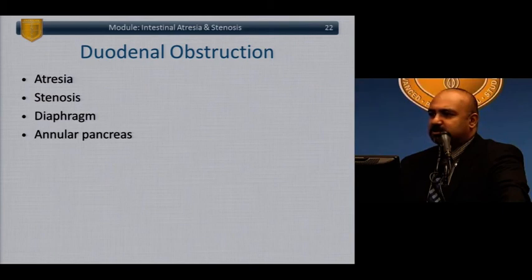For the duodenal atresias, it's a duodenal obstruction. So it's a proximal obstruction. This is something that can be diagnosed prenatally. There's multiple different ways this can occur. You can have a true atresia. You can have a stenosis or narrowing there. You can have a diaphragm or a windsock type of anomaly where there's a diaphragm within the lumen. You can have an annular pancreas where the pancreas comes around the duodenum and basically causes the obstruction.